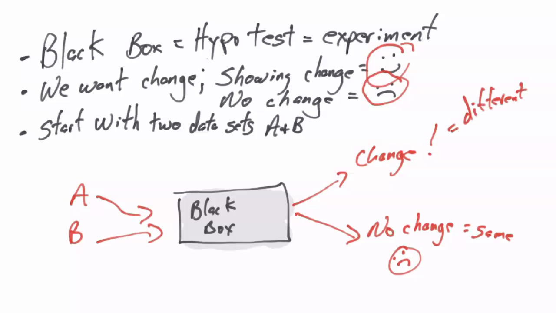So the logic's pretty simple. And that's the thing about black boxes. They're actually pretty darn simple. So unfortunately, here's what statisticians do. They take simple concepts, like the idea of a black box showing that there was change or no change, and they create more complexity by inserting terms and unusual logic. So let's take a look at some of the logic associated with this very simple concept of a black box.